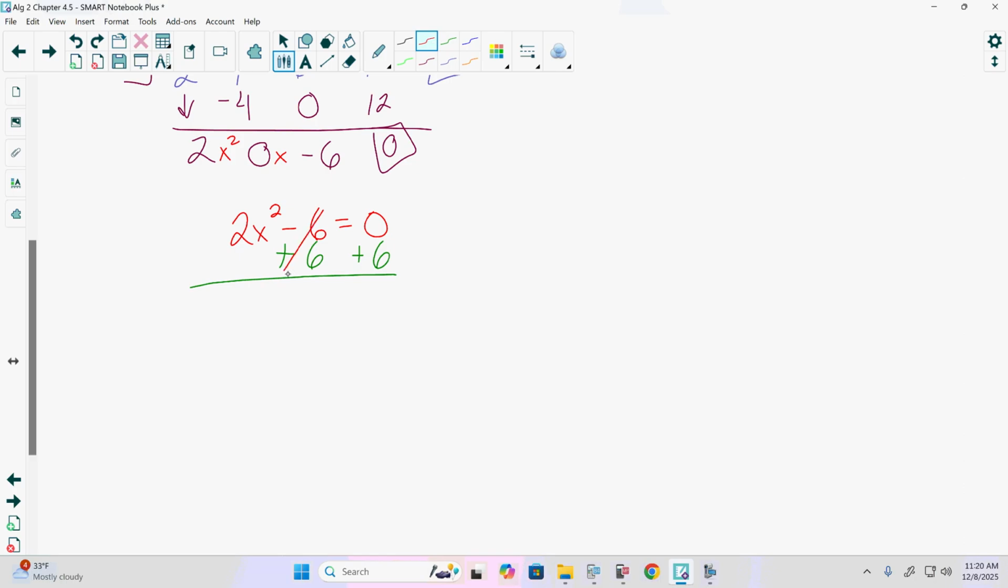And the reason this is nice is that since we don't have an x term, we can move everything to the other side except for x squared. So we can add 6 to both sides, telling us that 2x squared equals 6.